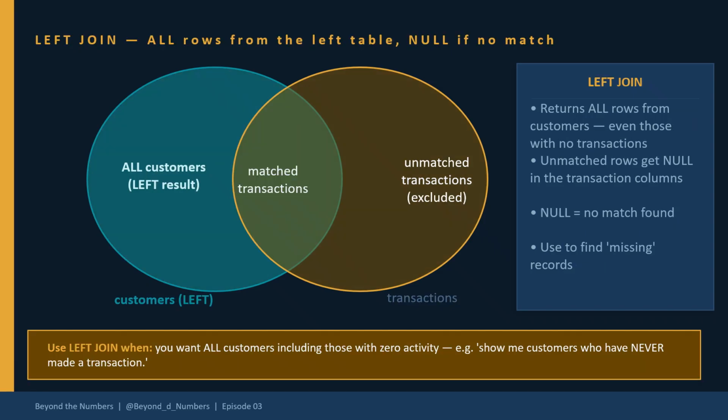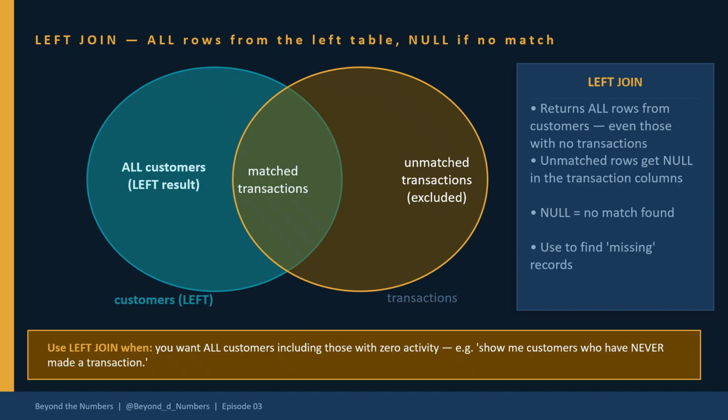Now let's go to the left join. This gets more interesting. So I want you to look at the Venn diagram. The entire left circle, all of customers, is highlighted, and the right circle, transactions, we have it there. It's a bit faded. Now, left join returns every row from the left table, regardless of whether a match exists. If a customer has transactions, those transaction details come through. If a customer has no transactions, they still appear in the result. But the transaction columns will be null.